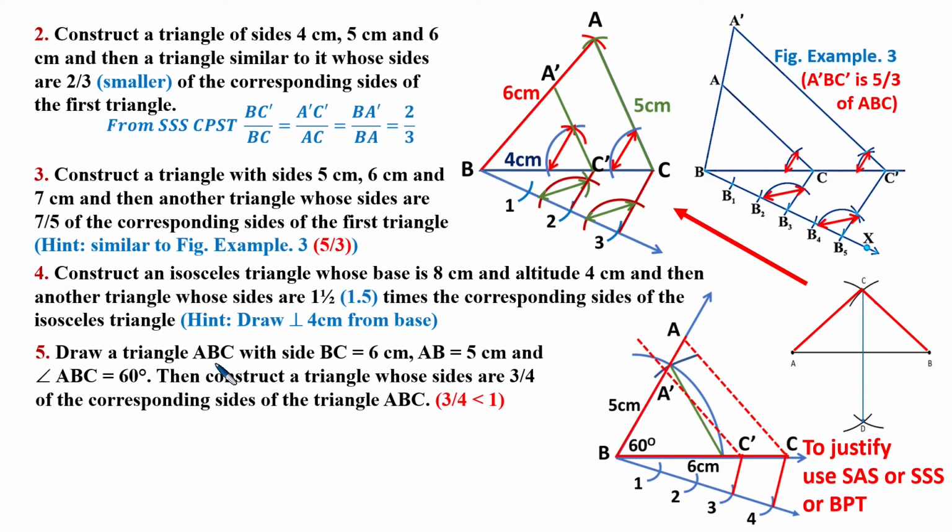Okay, 5. Draw a triangle ABC with side BC equal to 6 centimeter. So this is your BC, 6 centimeter, AB is 5 centimeter, and angle ABC is 60 degree. Then construct a triangle whose sides are 3 by 4, or 3/4, of the corresponding sides of the triangle ABC. So this is smaller. So use ABC, and it is easy to draw 60 degree. You draw an equilateral triangle. In class 9, we have shown how to draw an equilateral triangle.